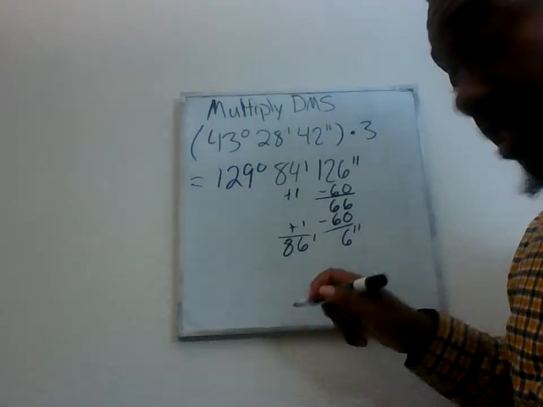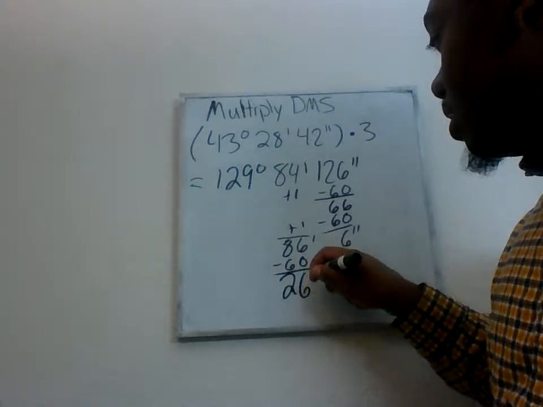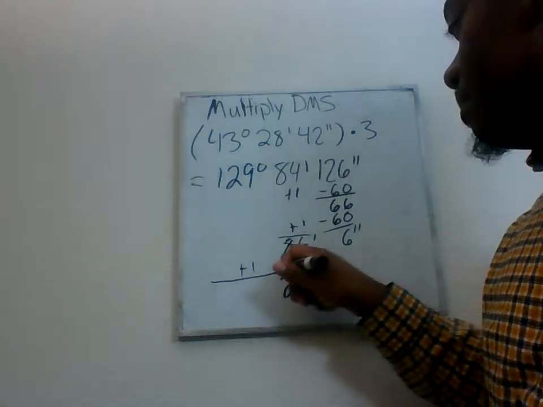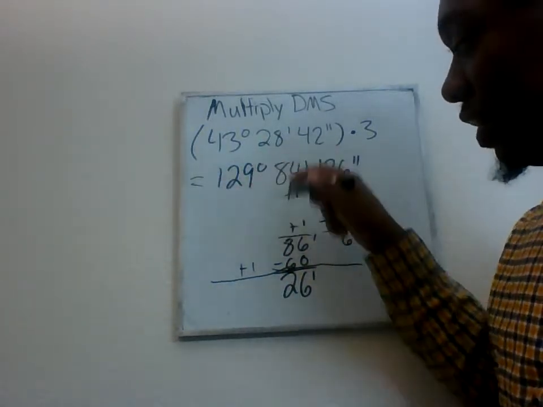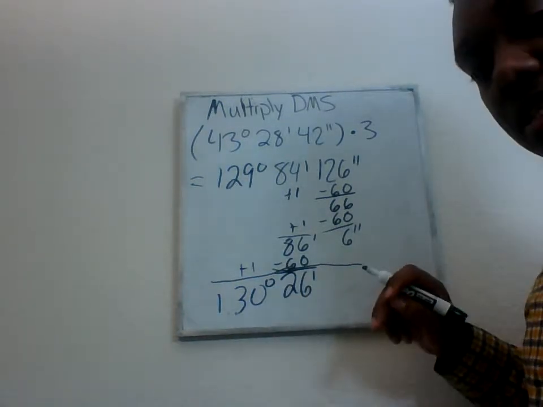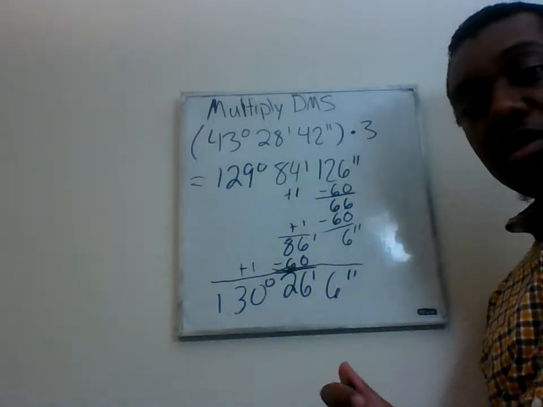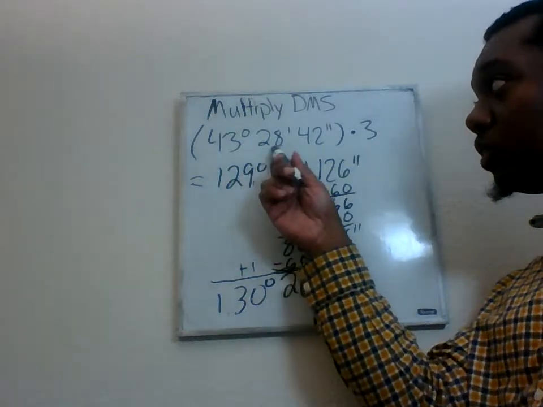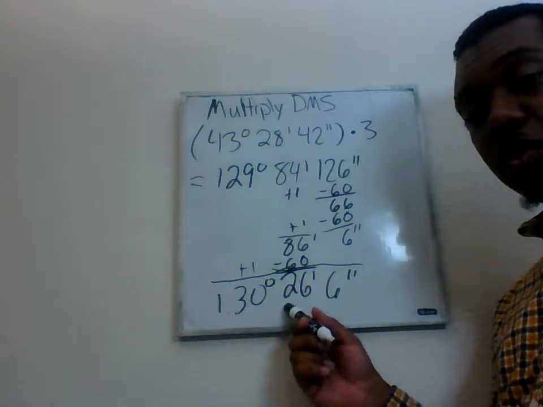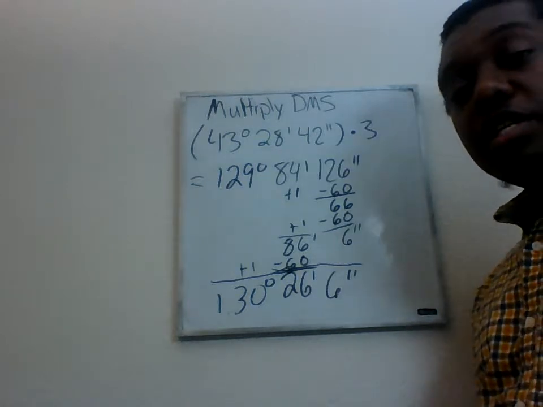86 minutes is larger than 60, so I can subtract 60 there. And I'm left with 26 minutes. And because I subtracted 1, I can add 1 here. And I'm left with, in total, 129 degrees plus 1 more will give us 130 degrees. We have 26 minutes. And last but not least, we have those 6 seconds. Okay, so that means 43 degrees, 28 minutes, and 42 seconds times 3 will give you 130 degrees, 26 minutes, and 6 seconds. And that is multiplying with degrees, minutes, seconds.